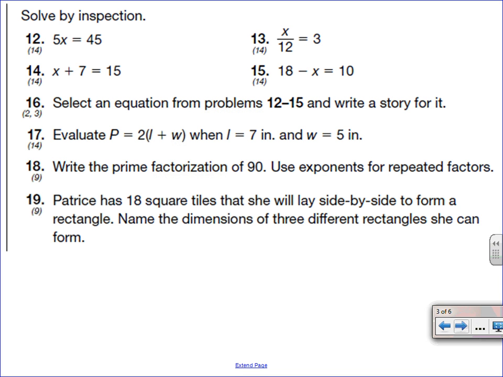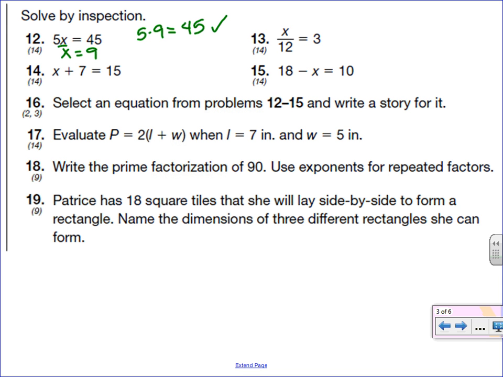Solve by inspection means look at it and see if you can figure out what number would have to go in place of the variable, x in this case, to make the equation work. So 5 times what number gives me 45? Well, 5 times 9 gives me 45, and then I can check. 5 times 9 equals 45. Check.